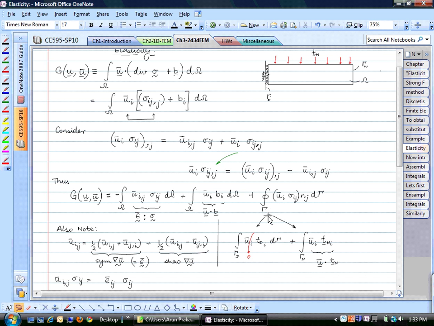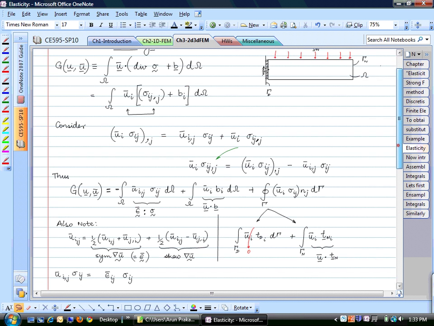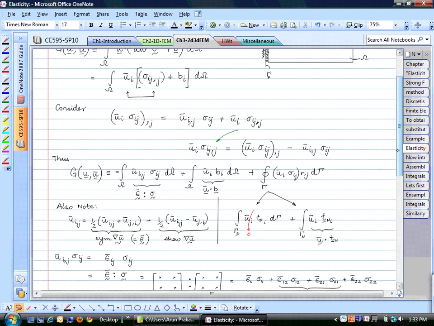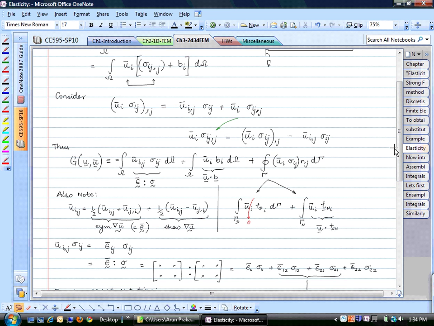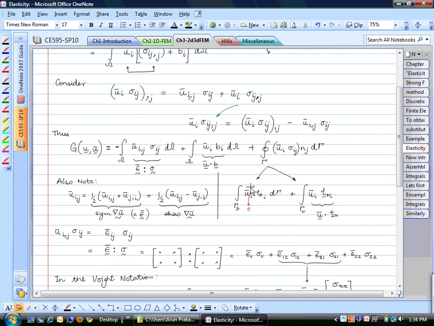Then we further subdivided our boundary into two parts. One is the gamma d, which is the displacement boundary condition, and the rest of the boundary, which is gamma n. That's the traction boundary condition. We said that our virtual displacement is going to be 0 on the displacement boundary condition, so the only term that is left is this.